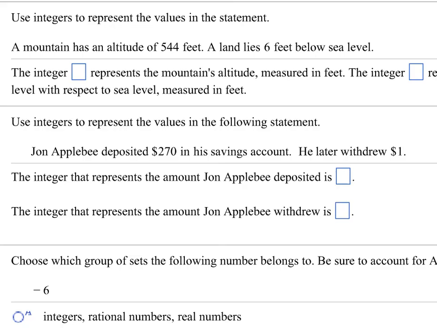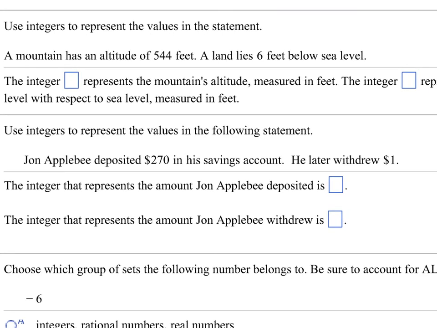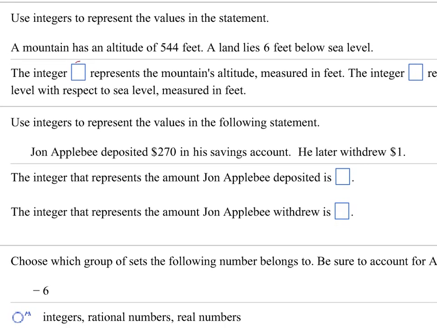So for instance, in this example, a mountain has an altitude of 544 feet and land lies 6 feet below sea level. The integer 544, positive 544, represents the mountain's altitude. The integer -6 represents the land level with respect to sea level measured in feet, because below sea level means it's got to be negative.